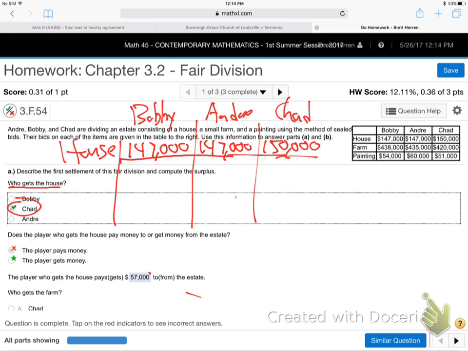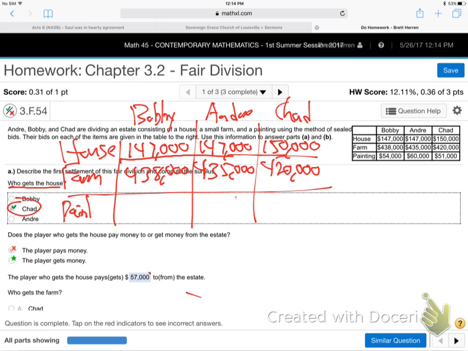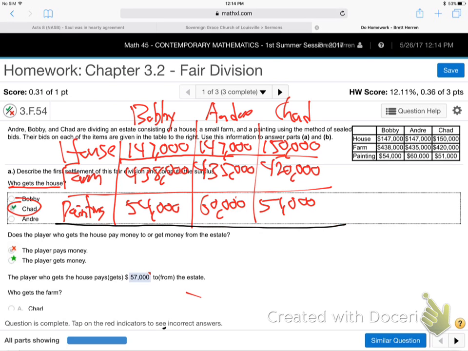It's the farm on the second. What's that? 438 and 435 and 420. And that was for the farm. And the painting is 54 and 60 and 51. Okay. Now, we have to figure out, first off, what is fair for each of these guys.